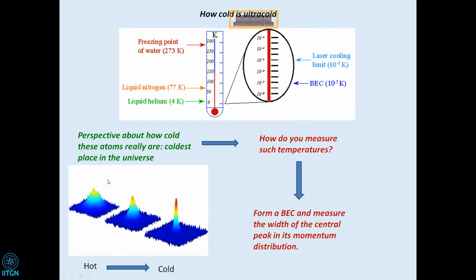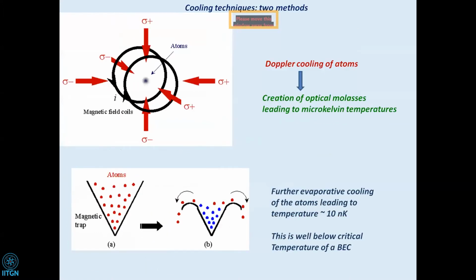The interesting thing about this is, of course, that to measure this temperature, you take help of statistical mechanics. As we discussed in the last class, the width of the peak of this central distribution, this is the momentum distribution of the atoms, gives you an idea about the temperature. Because it's really, really cold, you cannot just stick in a thermometer because it's going to heat up the whole system. And of course, we discussed these cooling techniques.